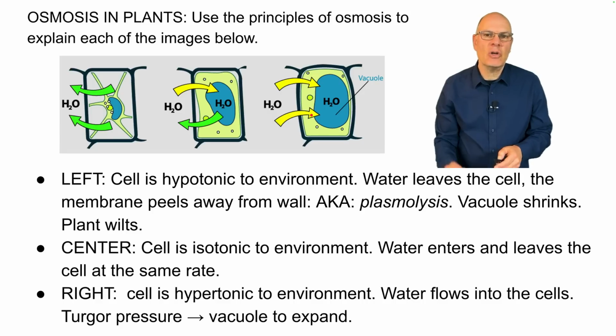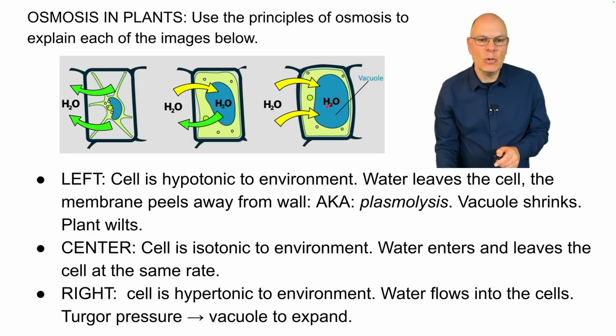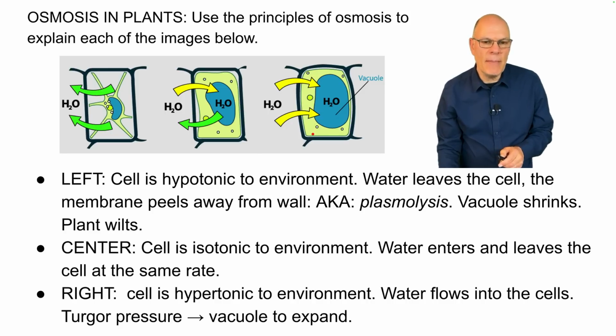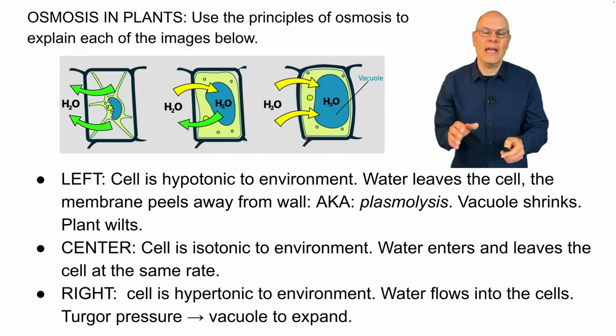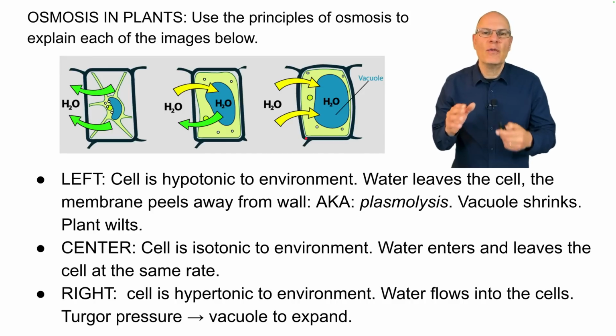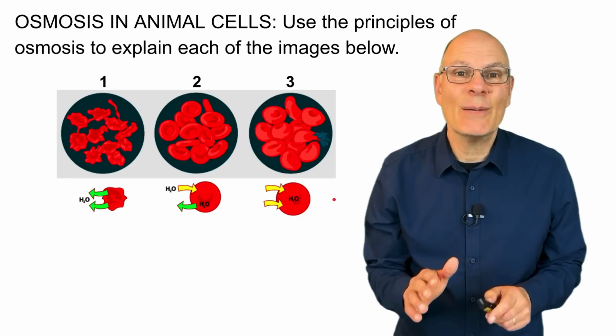That osmotic pressure in the case of plants is called turgor pressure. It causes the vacuole to expand. It pushes the membrane against the cell wall. And this is a good situation for plants to be in. It makes them full, firm, happy. They're not wilted.